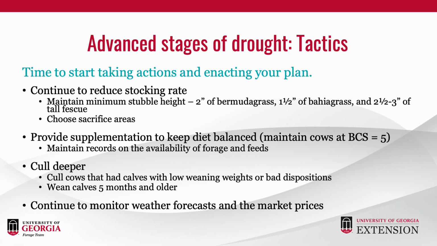Pay attention to the long-range weather forecast and the current market. Do not hesitate to lower the population early rather than too late. If no drought relief is in sight, we need to sell those low-priority animals before the market price declines sharply.